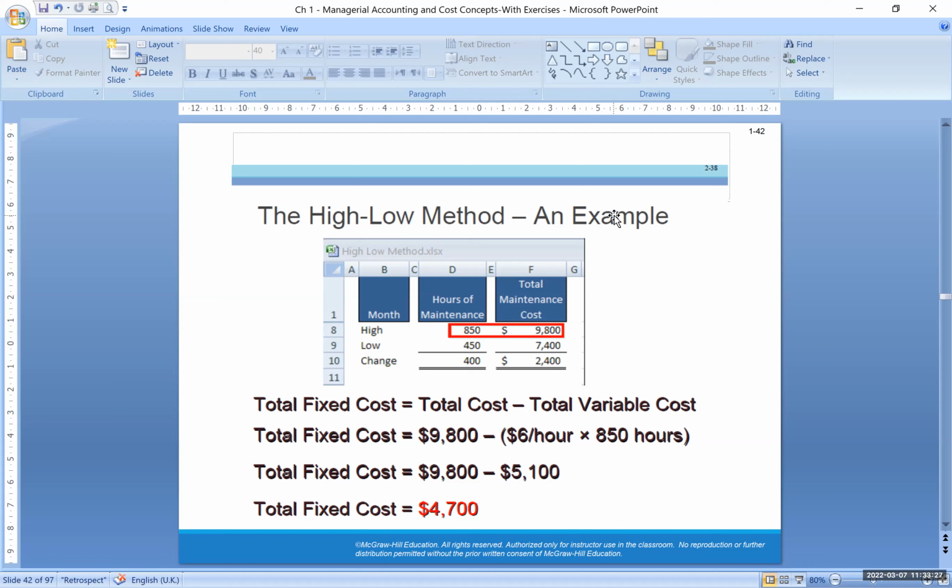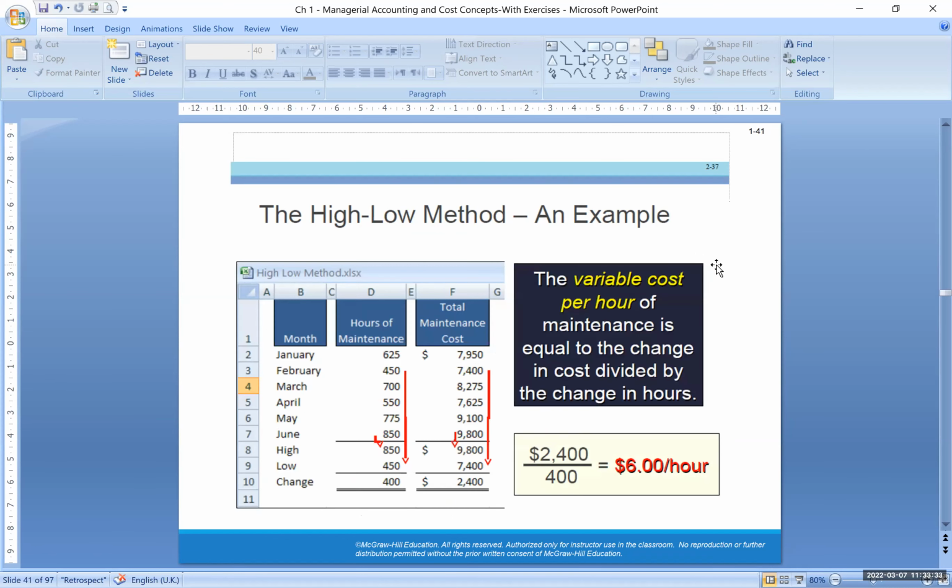Now, if we need to calculate one of them, then we will move forward. Before that, I will go back to the calculation for the variable cost per unit, which is represented by the b in the equation. So again, the variable cost per 1 hour is equal to the change in the cost divided by the change in the activity. So 2,400, which is the difference between 9,800 and 7,400, divided by the change in the activity, which is 850 minus 450. And this equals $6 per hour.